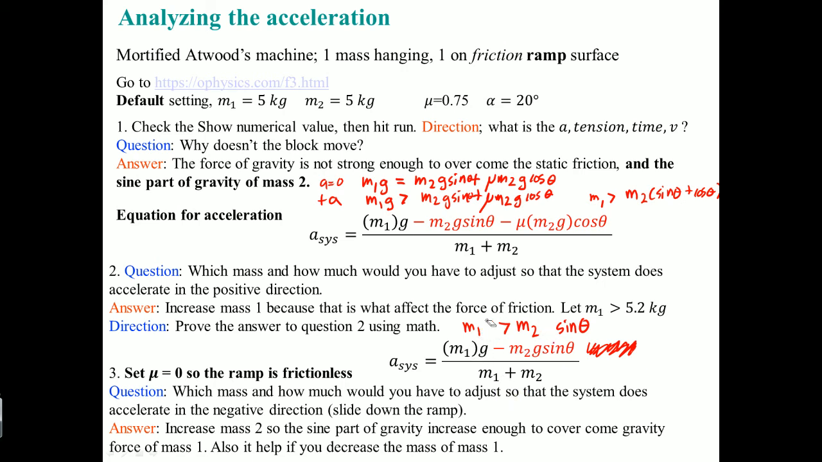So this is for it to move. So you could either increase mass 2 so that the sine part of gravity increases. So this part can increase it. Enough for it to slide down in the negative direction. Oh, oops, sorry. So it should be this because it says this is for it to have a negative acceleration. Okay, yeah. All right.